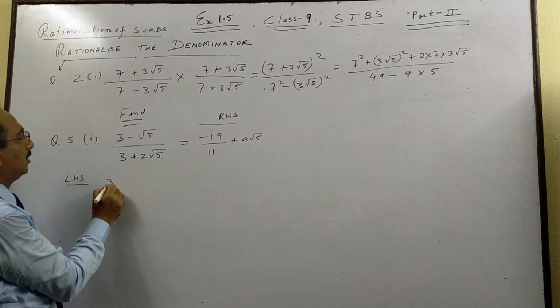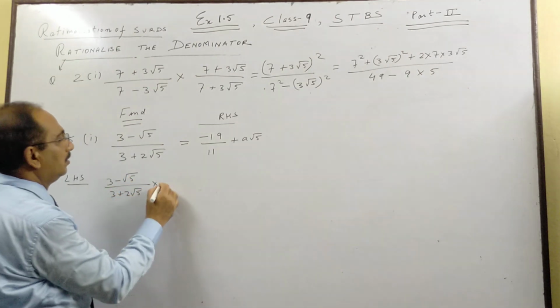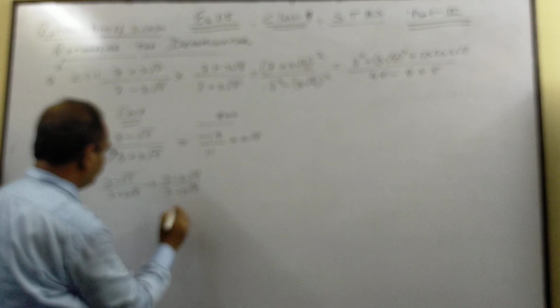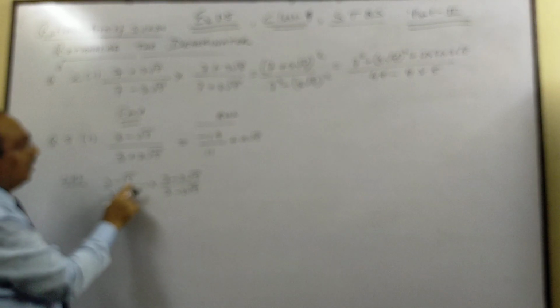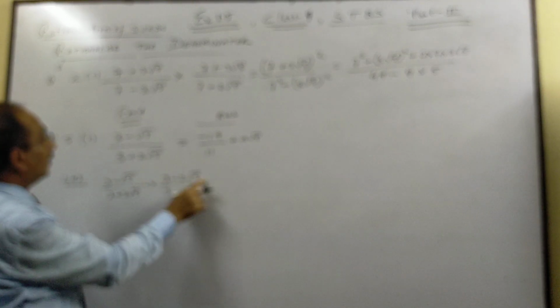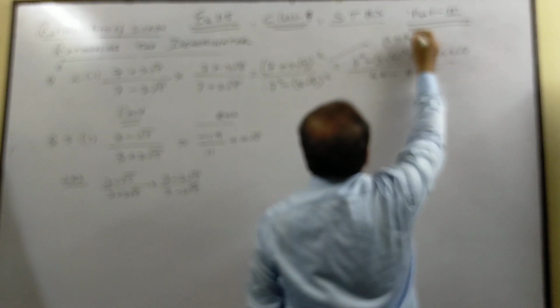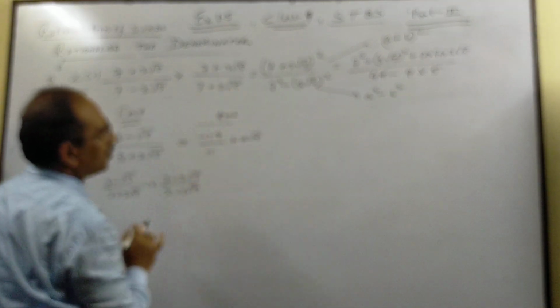Let us rationalize this. 3 minus root 5 by 3 plus 2 root 5 into 3 minus 2 root 5. See, they are not the same like the previous sum, A plus B, A plus B. It is A minus B and A minus 2B you can take. So we cannot use that formula A plus B whole square which we had used here. We had used here A plus B whole square and here we have used A square minus B square, because this was A minus B and this was A plus B.